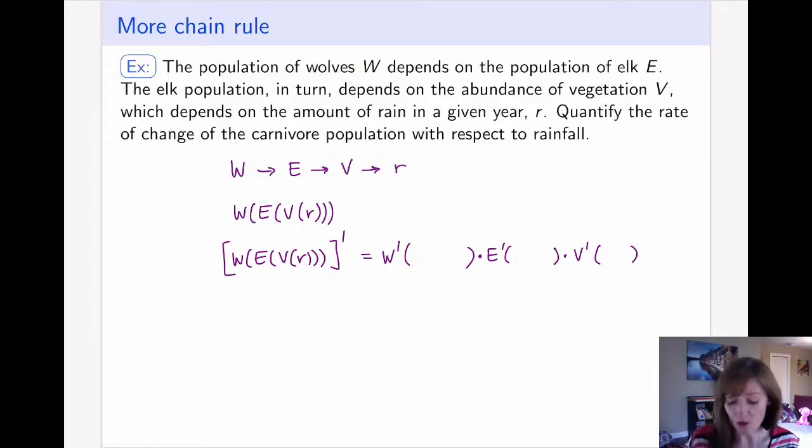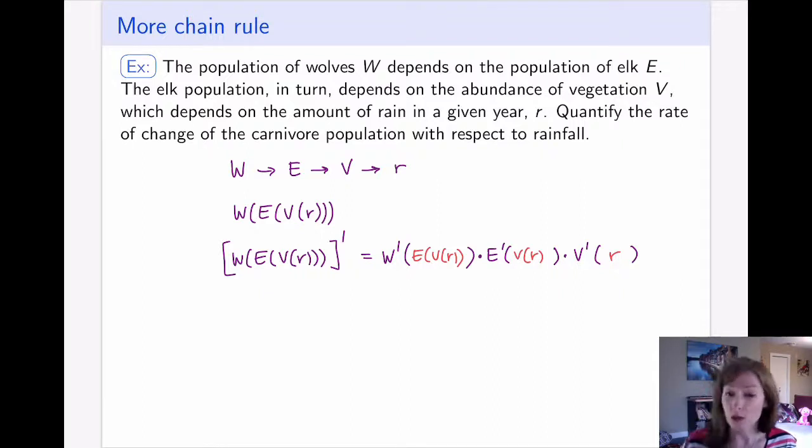Okay, and now that I can clearly see the structure, I can fill in the blanks with the insides of the corresponding functions, just to make sure that I didn't lose anything in the process, right? So the inside here will be e of v of r, which is the inside of the original w function. The inside of e prime will be the inside of the original e function. So this will be of v of r, and the inside of v prime is just r, okay? So this is the entire derivative and how you would take it.